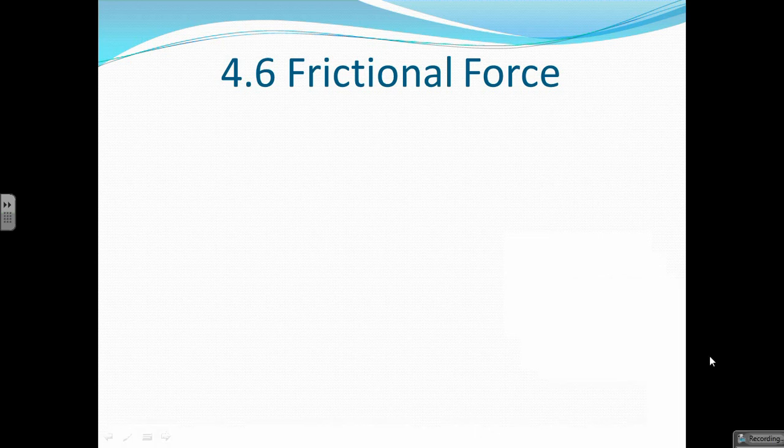This is notes number 4 for Mr. Sweeney's AP Physics C class, and today we're going to be talking about frictional force.